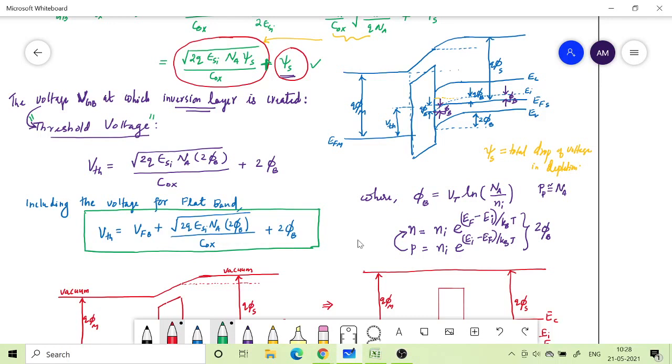Okay, so phi b, here phi b is this. And I have written psi ox also in terms of psi s, so I can put 2 phi b here also. So this is the equation. So far this is the equation that we have got. VTH is equal to psi ox plus psi s, where psi ox is this and psi s is this. Now, this is the case that we have considered for phi m equal to phi s. We have not considered the other case where they are different.